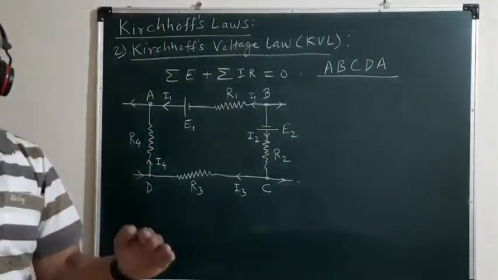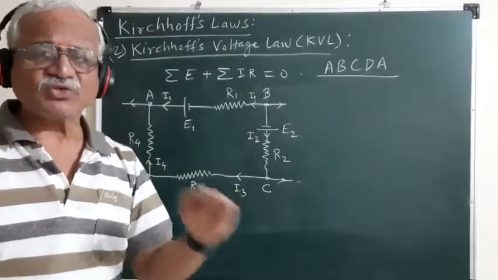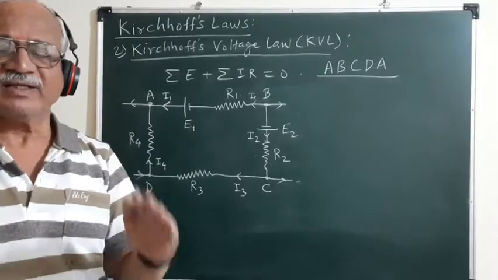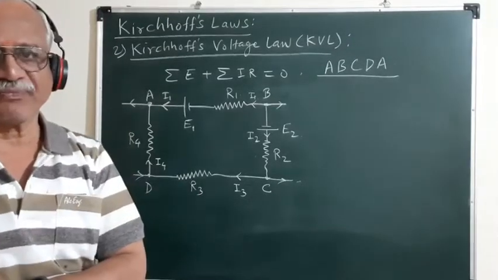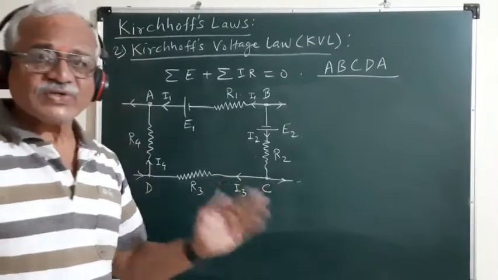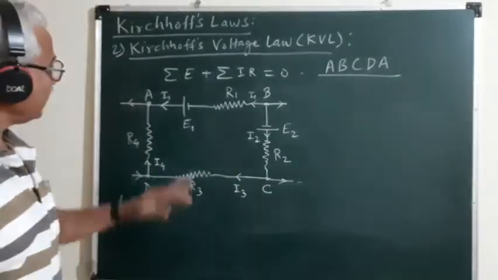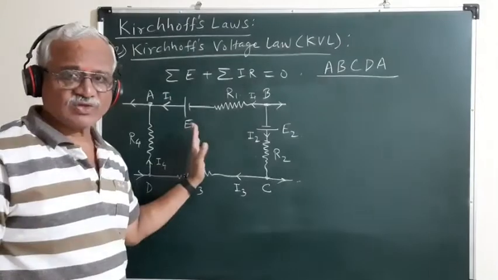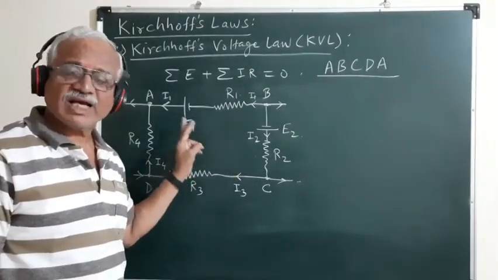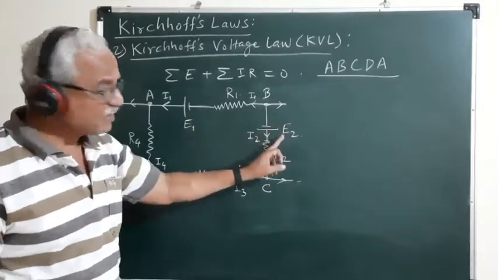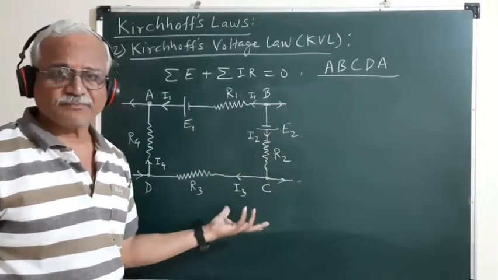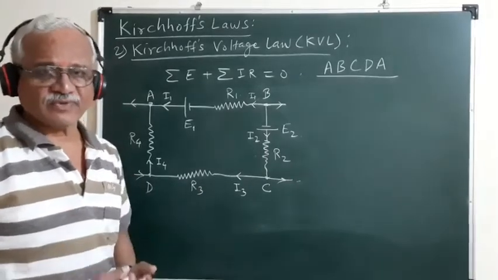Before we apply Kirchhoff's voltage law to this closed loop A, B, C, D, A, let us make certain conventions. What conventions do we need to make here? The first convention is regarding the EMF of the source: whether we should consider the EMF of the source E1 as positive or negative, or the EMF of the source E2 as positive or negative. That we have to decide first.